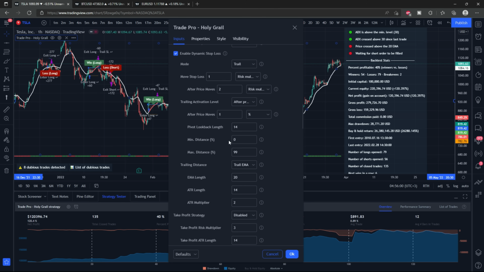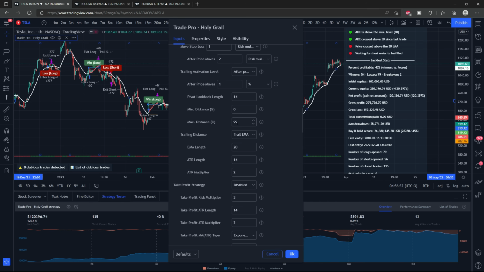And then there's a minimum distance and max distance to not allow the trailing to start too soon. So let's say the trailing wants to start, but price is so close to the trailing stop loss that you don't want it to actually start trailing yet until there's some distance created between price and the stop loss. You can set a minimum distance based on percentage before the trailing stop loss can begin, as well as a maximum distance.